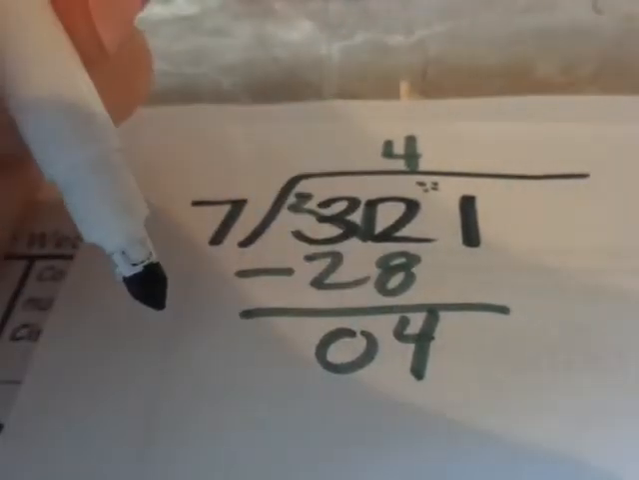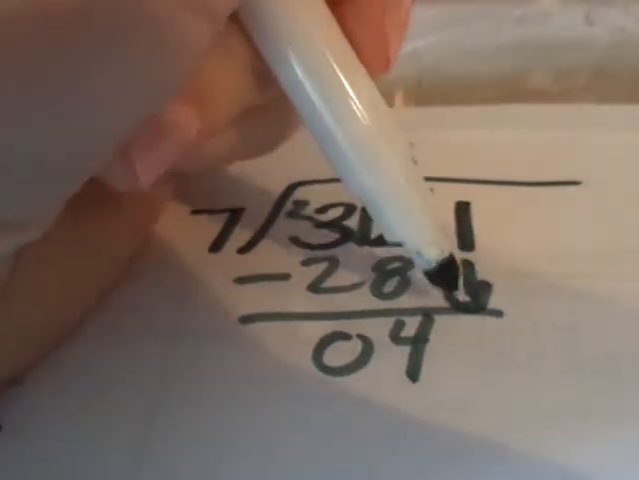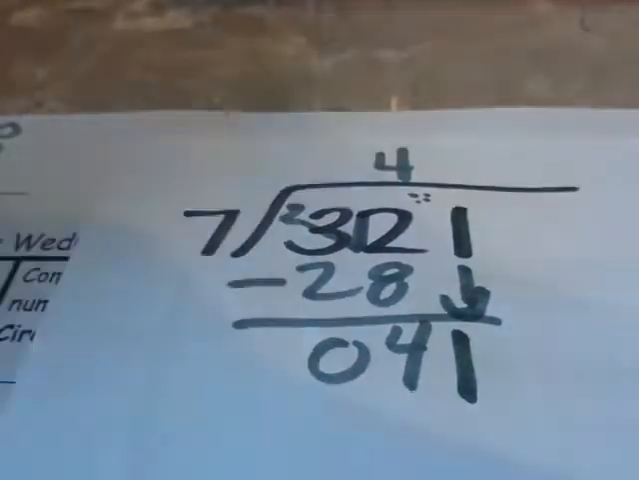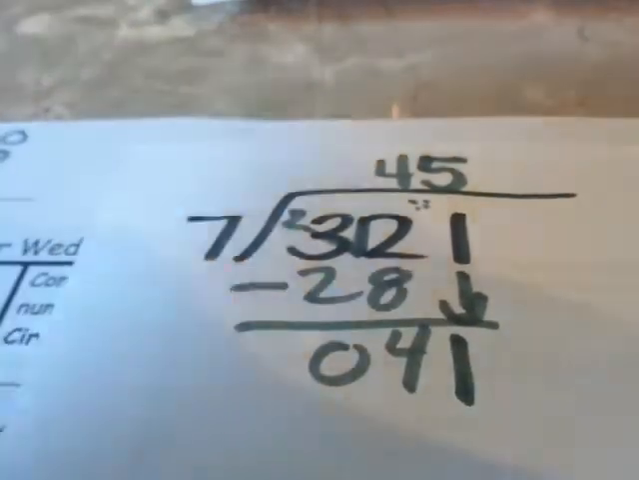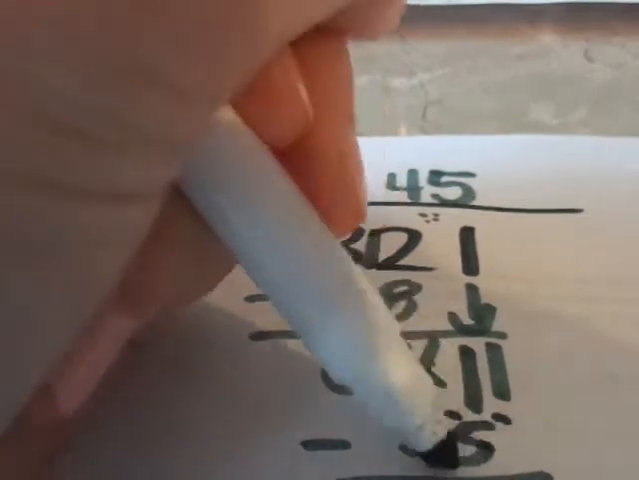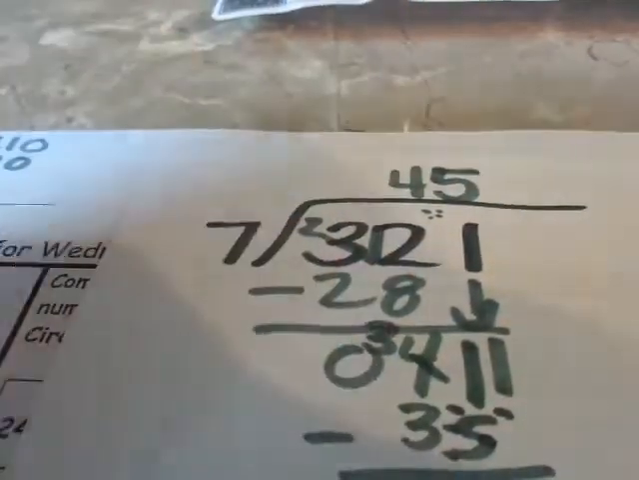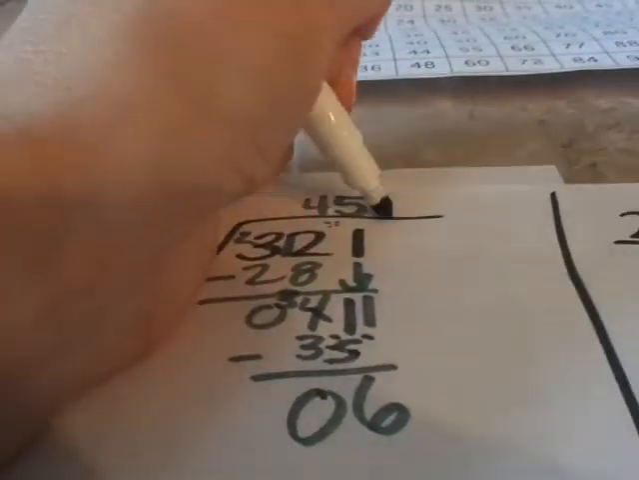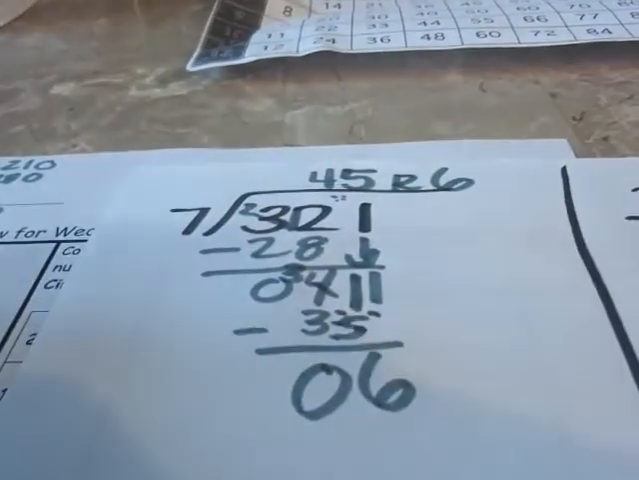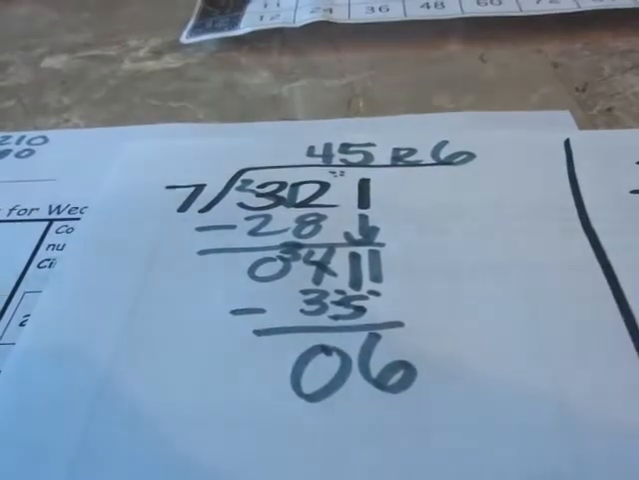Can 7 go into 4? No, it cannot, so we bring down our 1. Can 7 go into 41? Yes. How many times? 5. 5 times 7 is 35. Subtract that out. 11, 10, 9, 8, 7, 6. 3 minus 3 is 0. Can 7 go into 6? No. So it's our remainder. 45 remainder 6. Next question.